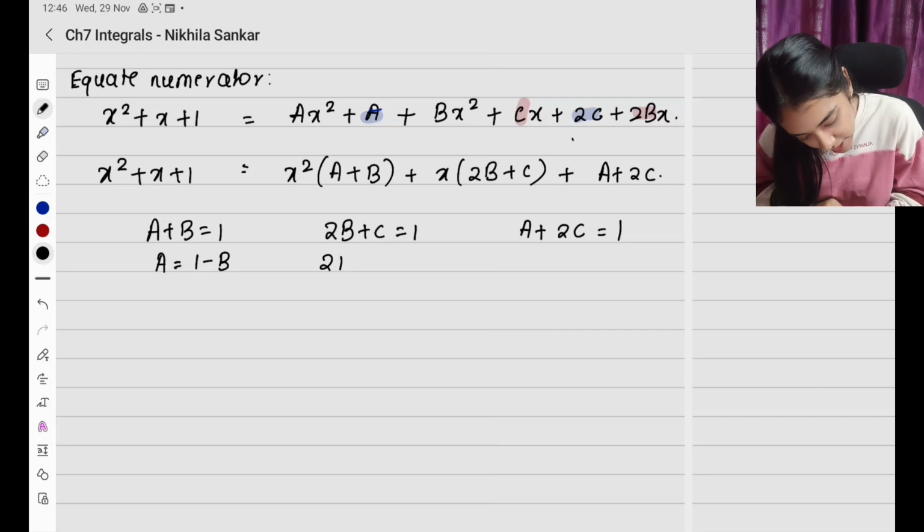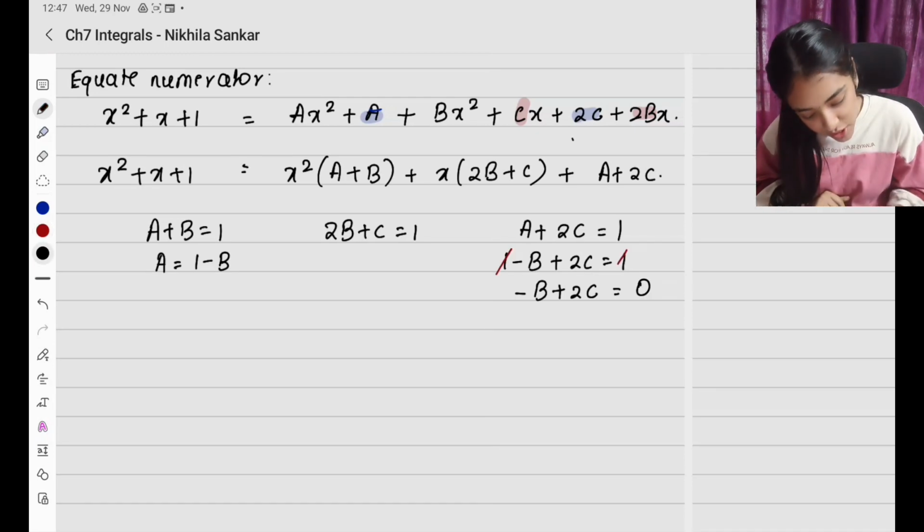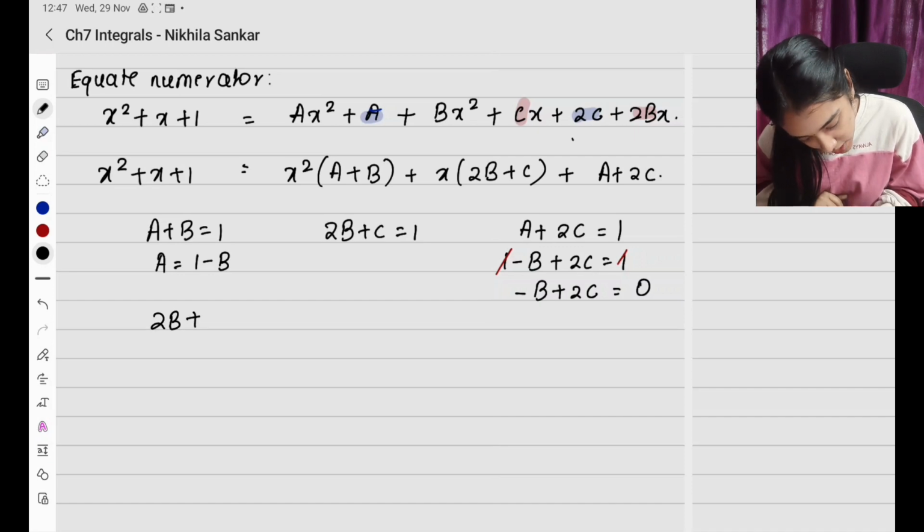So I have, this is basically 2b plus c ன்னு தான் இருக்கும். இந்த இடத்துல I am going to write 1 minus b plus 2c equals 1. So I have minus b plus 2c equals, the 1 and the 1 gets cancelled. So 1 minus 1 becomes a 0. So this is going to be 0. Now I have two equations. So what are the two equations? 2b plus c equals 1. இந்த இடத்துல b மட்டும் தான் இருக்கு.